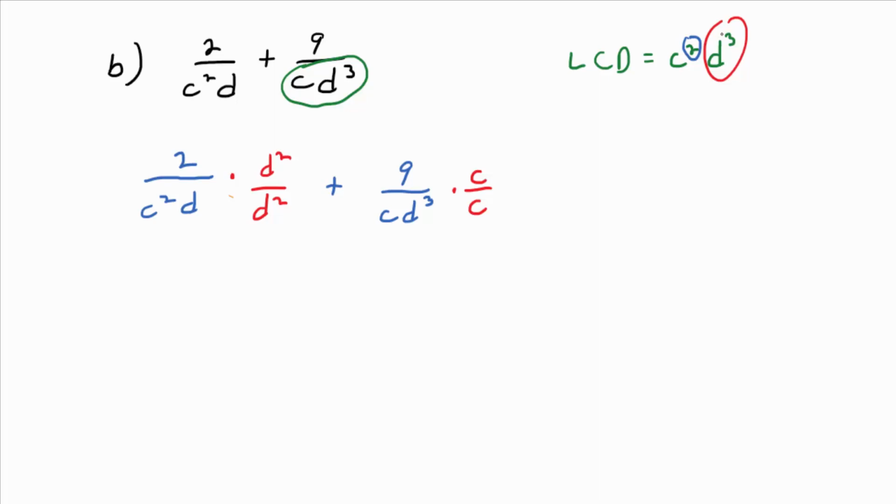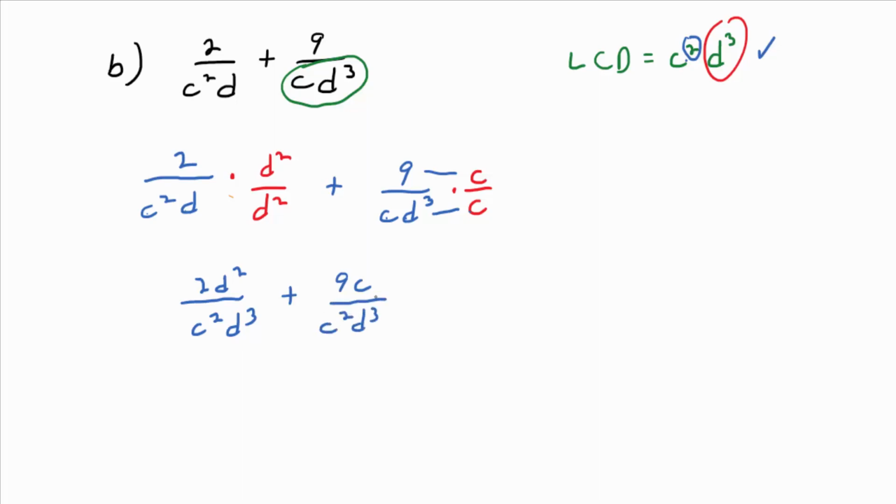Let's do the multiplication. What do we get on top in the first term? Multiply straight across, you get 2d squared. And then you should get the common denominator: c squared times d times d squared is c squared d cubed, which matches the common denominator. And then, what do we get for the second guy? 9 times c, multiply straight across, and then verify c times d cubed times c is equal to c squared d cubed. It is.